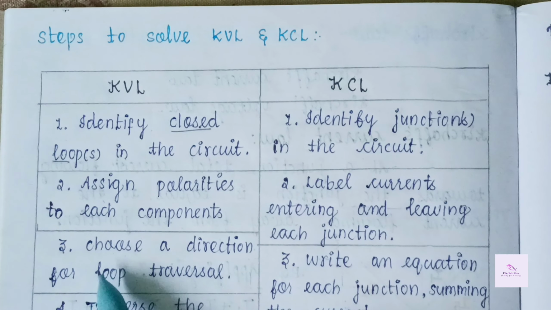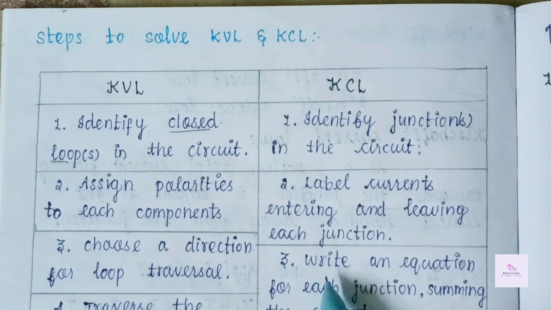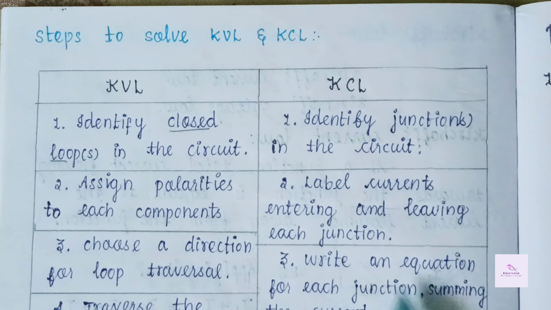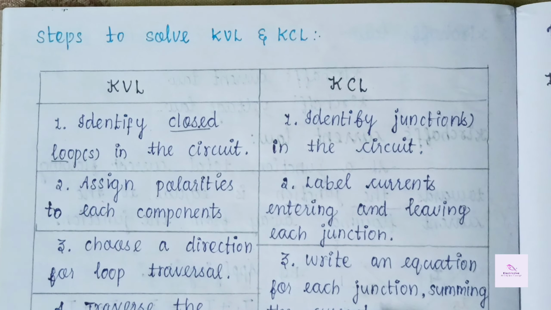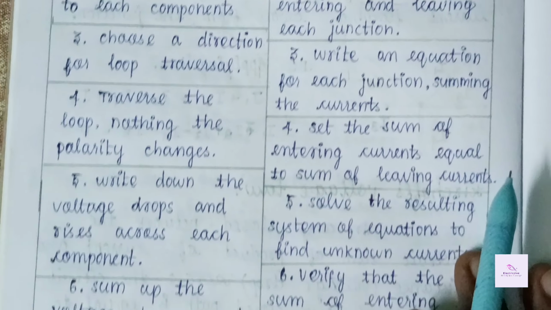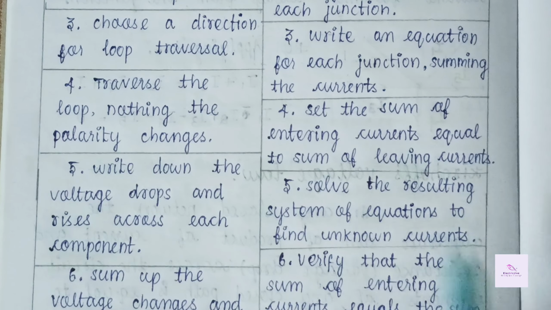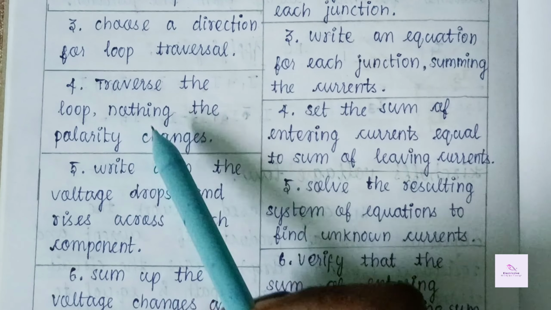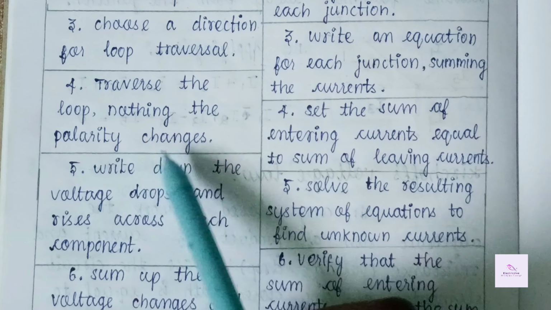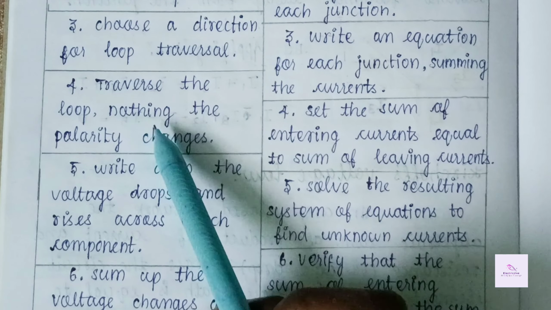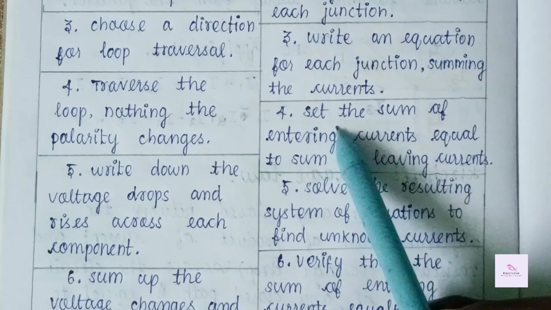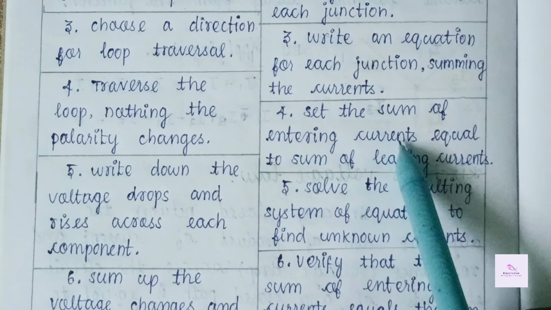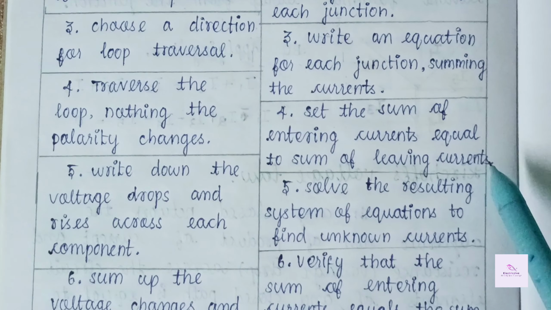In KVL, step 3 is to choose a direction for loop traversal. In KCL, step 3 is to write an equation for each junction by summing the currents. In KVL, step 4 is to traverse the loop, noting the polarity changes. In KCL, set the sum of entering currents equal to the sum of leaving currents.